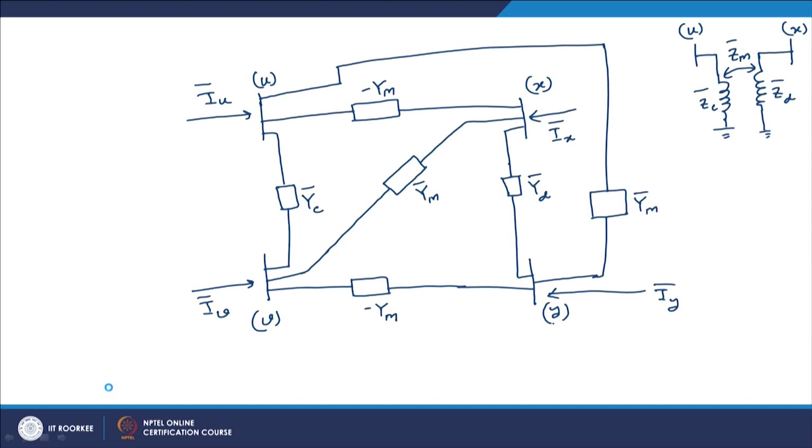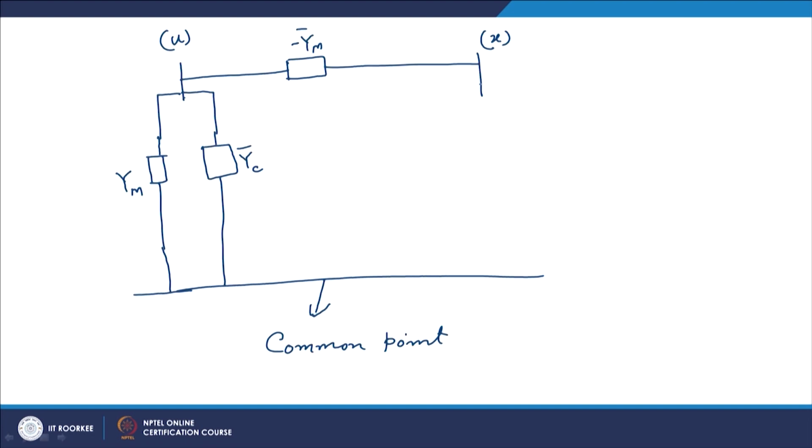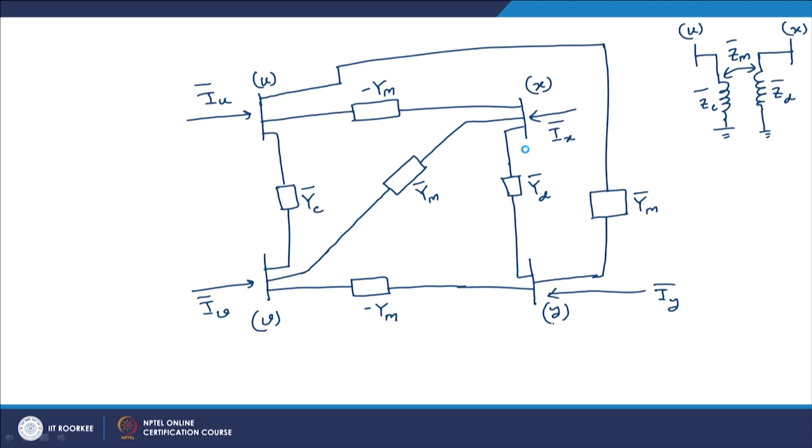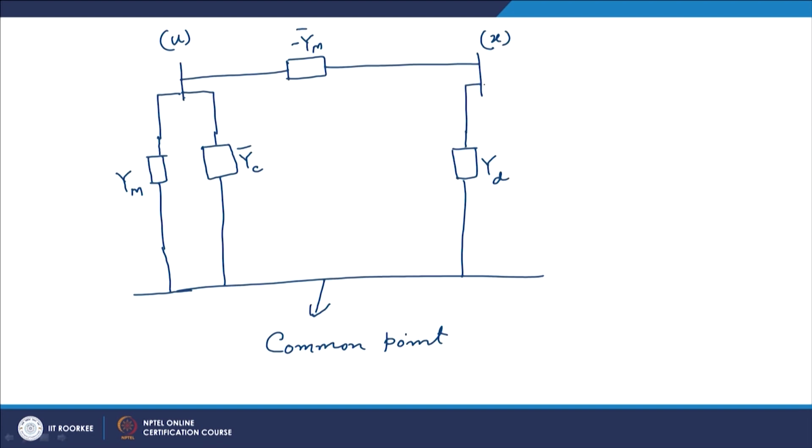Similarly, for bus X, between bus X and Y, which is now the common point, there is Yd. And between bus X and V, which is also the common point, there is another element Ym. So, there also would be another element Ym, and this would be in parallel. So, in this circuit there are altogether 1, 2, 3, 4, 5 elements.